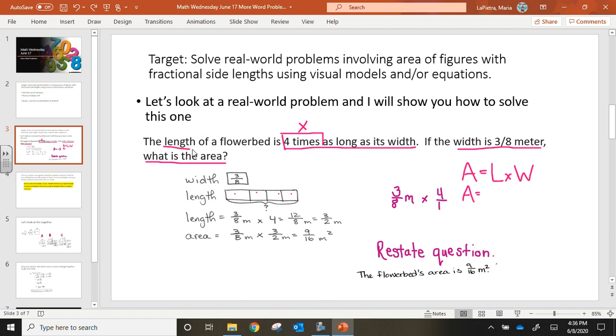The length, it says, is 4 times. So we're going to say 4 times right under the L. And the width is 3/8, so I'm going to have that right under the W to show me that that's the width. I'm going to put that 4/1 because I like fractions with fractions. So I've got a fraction multiplied by a fraction, and you've got 4 times 3 is 12/8.